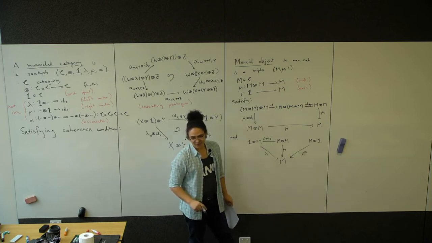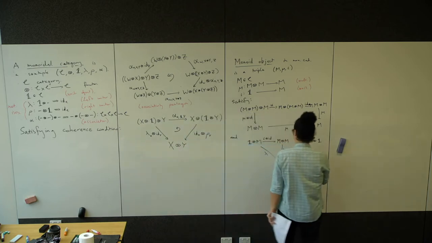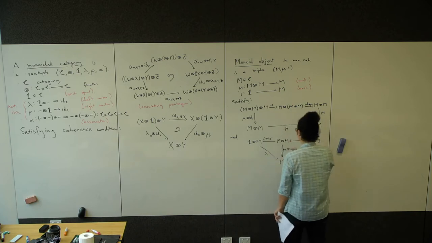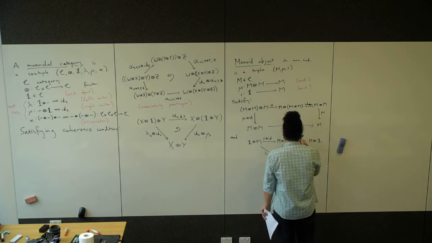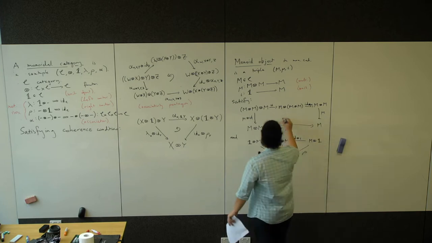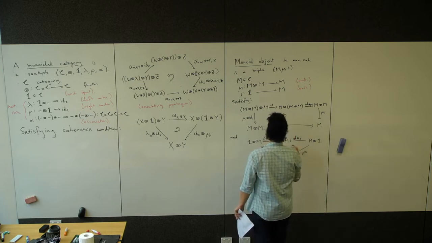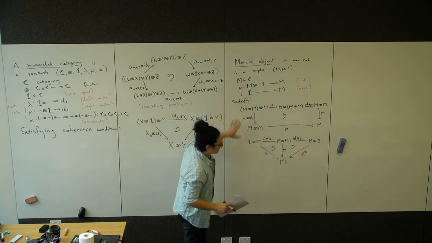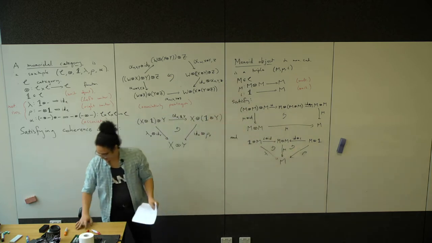Is lambda Greek for L? Yes. Greek for R, yes. Wow. All right.